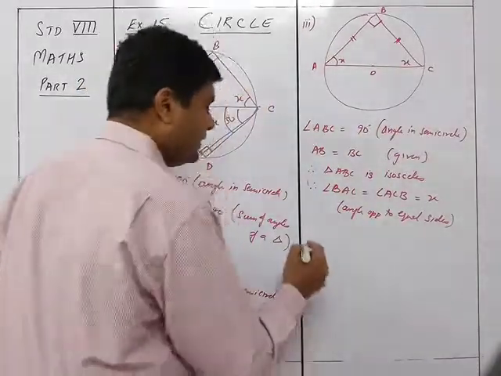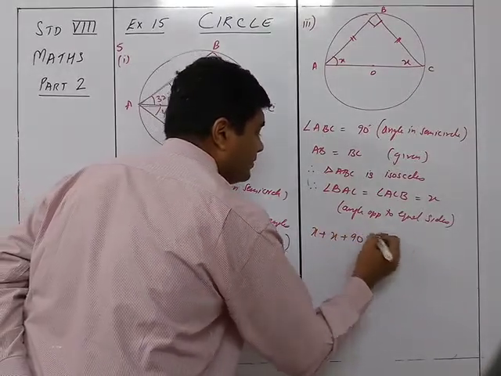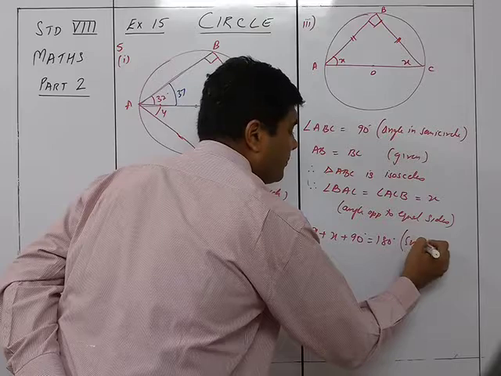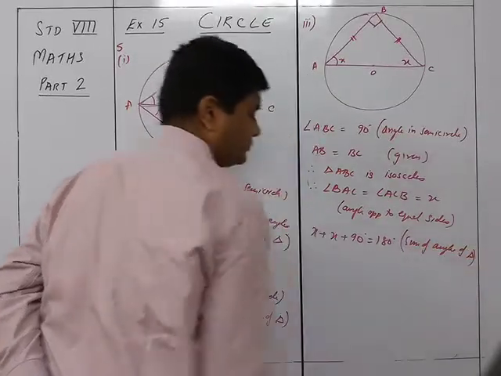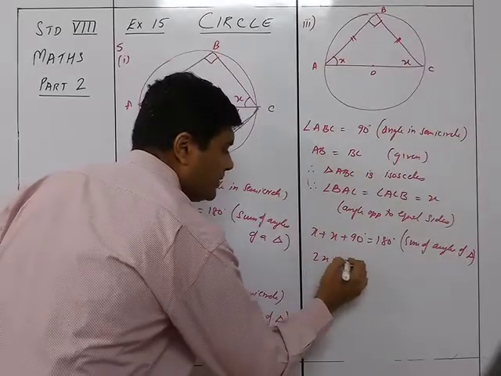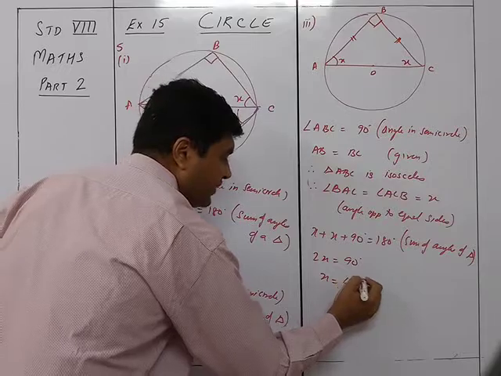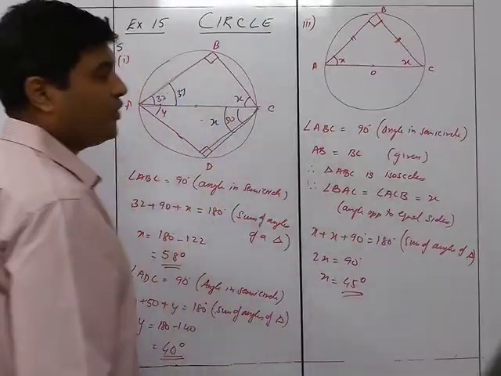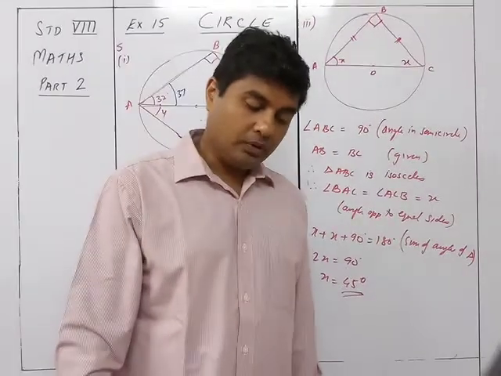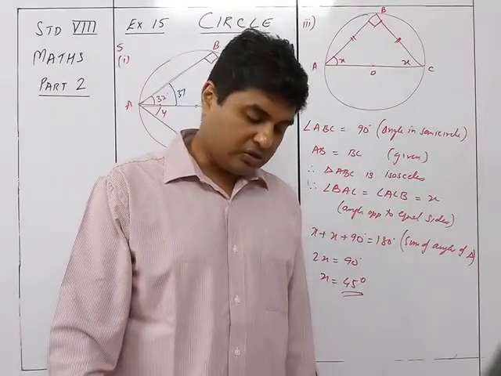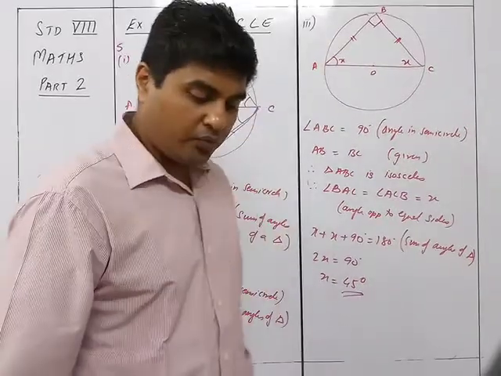So now what is happening? x plus x plus 90 is equal to 180 degrees, that is sum of angles of a triangle. Accordingly, 2x will be equal to 90 degrees. x will be equal to 45 degrees. That's the answer for question number 3. 5 ka third. Okay? Understood? So this was 5th ka third. We now move on to 5th ka 5th.